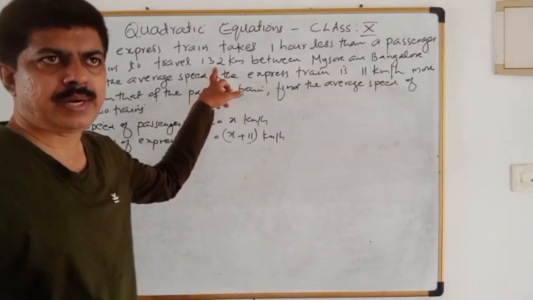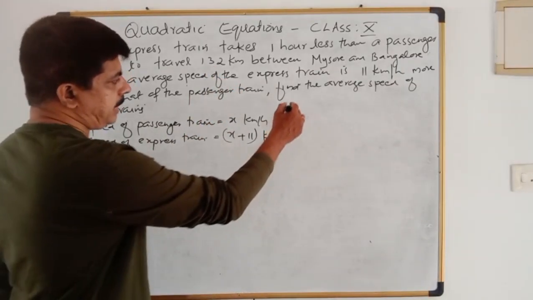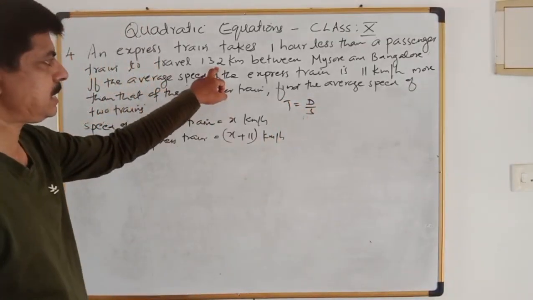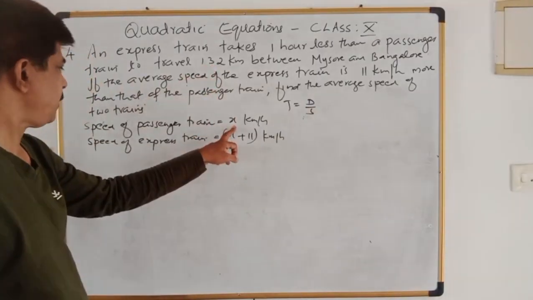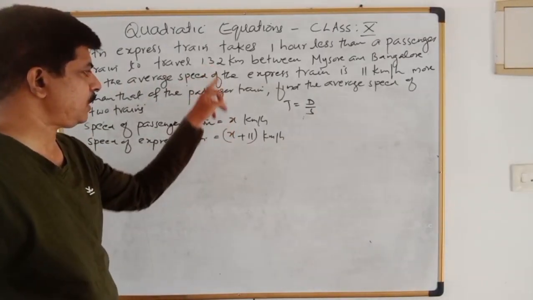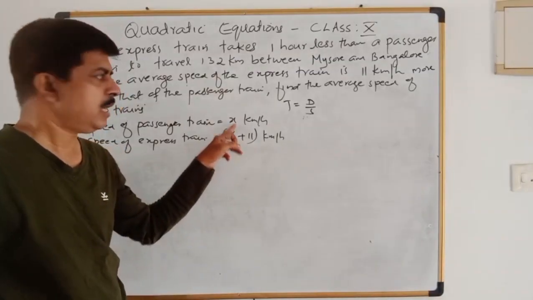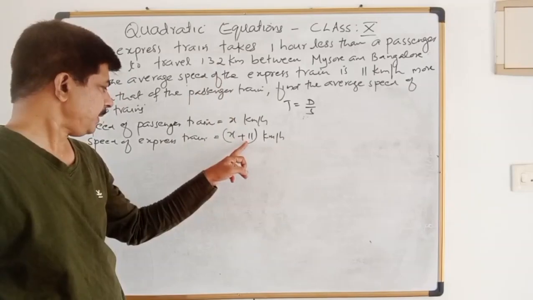We know how to find the time. Time formula: time is equal to distance by speed. Total distance is 132 kilometer. So 132 by x is the time of the passenger train. 132 by x plus 11 is the time of the express train.